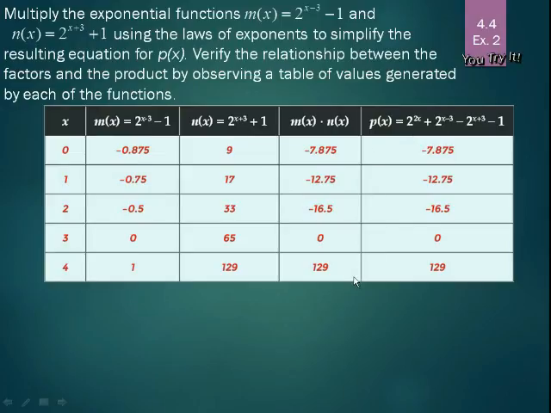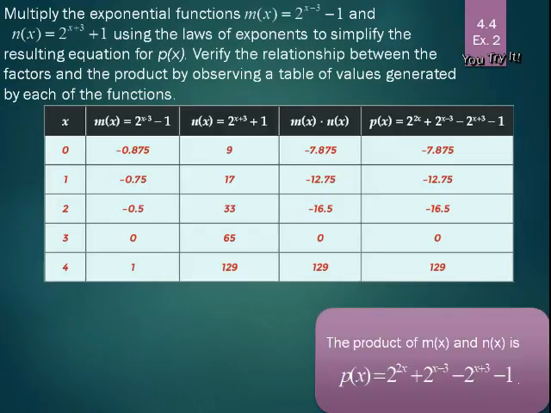So our final answer then will be this table. And then also the product of m of x and n of x is p of x equals 2 to the 2x plus 2 to the x minus 3 minus 2 to the x plus 3 minus 1.